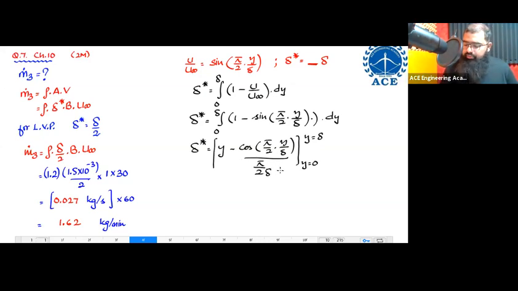If you put in the values, when you put y equal to 0, you are going to have delta star is equal to delta minus this value. This is going to be equal to how much?